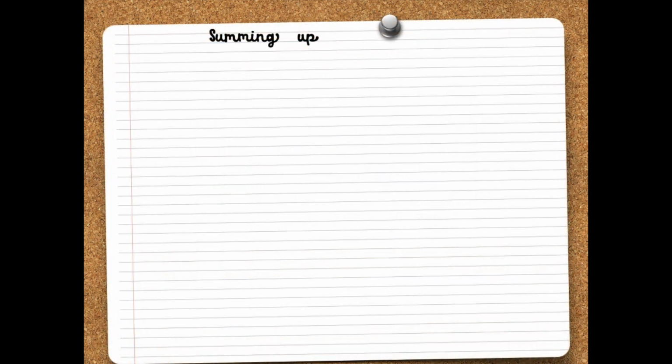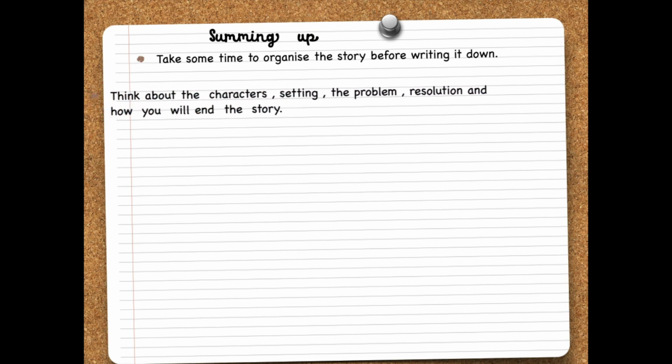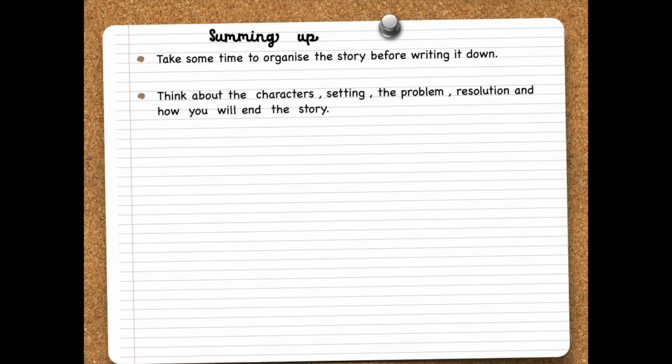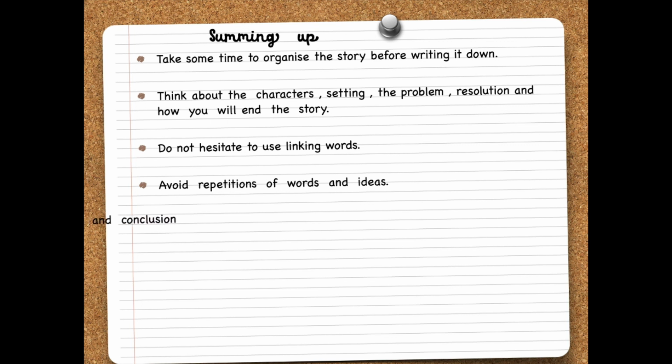So you see, children, today I'm sure you've learned a lot about composition writing. But before taking your leave, let me remind you of some important ideas we've come across today. First of all, take some time to organize the story before writing it down. Think about the characters, setting, the problem, resolution, and how you will end the story. Do not hesitate to use linking words. Avoid repetition of words and ideas. Don't forget the introduction, body, and conclusion.